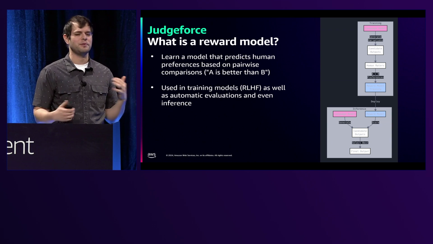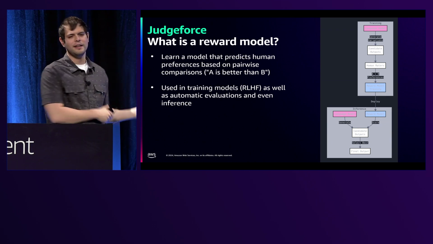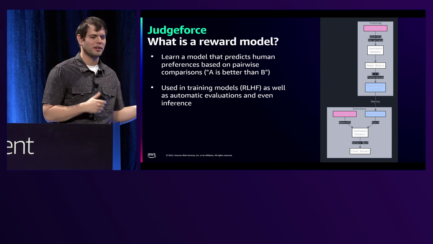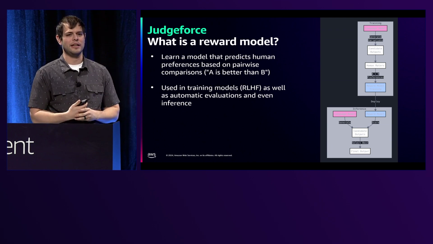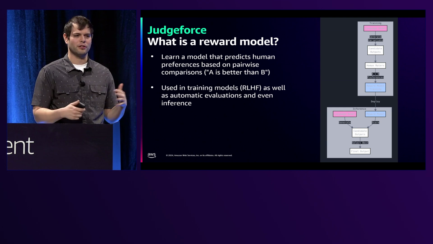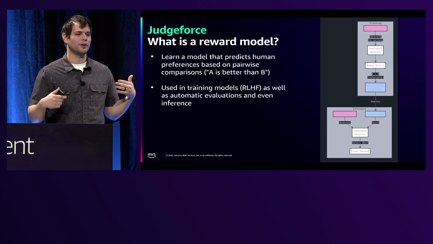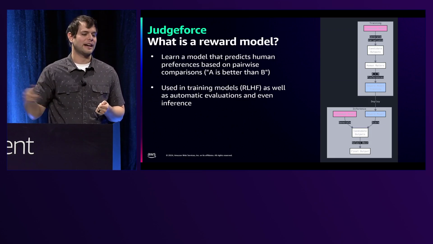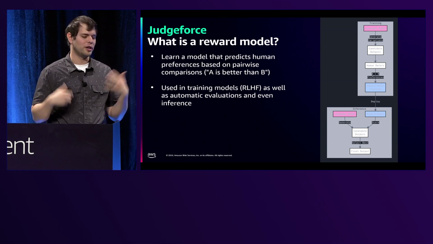Oftentimes you formulate it as pairwise comparisons. We've got response A and response B, and the model is trained to predict: is response A better than response B? They're used as teacher models in training. There's this thing called RLHF, reinforcement learning from human feedback, and these reward models generate the training signal for the models that are eventually going to be your assistant or your agent or whatever the case may be.